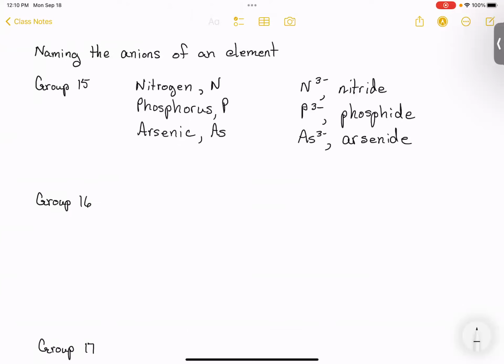For group 16, the top one is the element oxygen, which is an O. Because it is in group 16, it makes O2 minus, and that is oxide. Then you have sulfur, which is S. Because it is in group 16, it makes S2 minus and becomes sulfide.